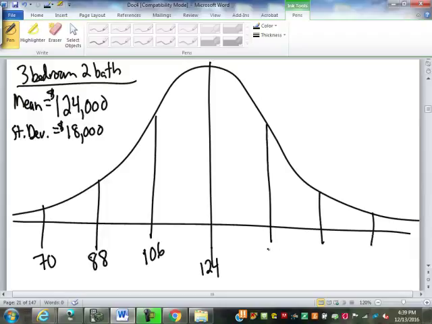Going this way, plus 18,000. 124 plus 18,000 is 142, plus another 18, 160. Right? And then another one. There you go, 178. And of course, these percents are the same.